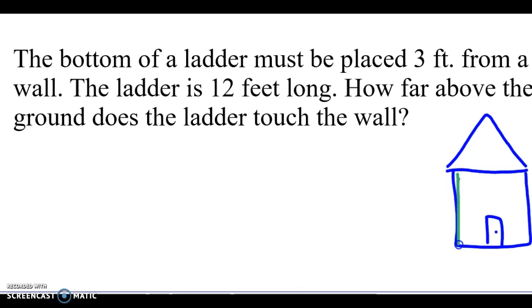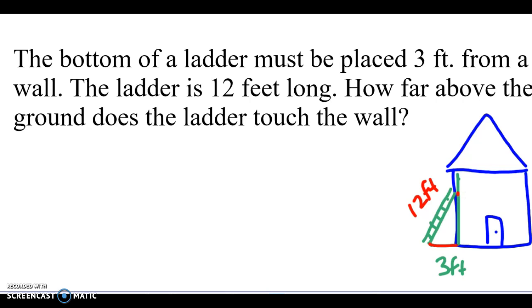Okay, so your ladder must be placed 3 feet from the wall. The ladder itself is 12 feet long. Now, ladders typically lean up against a wall, especially in these kinds of problems. So there's our ladder. You can make it an actual ladder if you want to, if it helps. It's got to touch the ground. So we know so far that it is 3 feet from the wall, and the ladder is 12 feet long. How far above the ground does the ladder touch the wall? So how far above the ground is this touch point? So we know that this is our missing side.